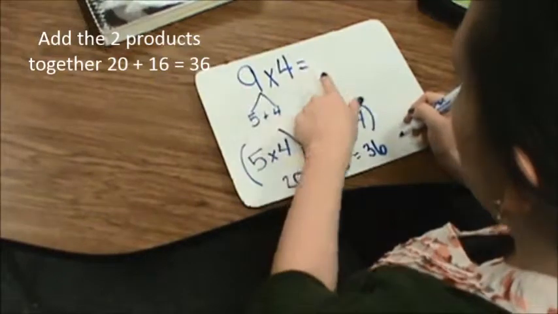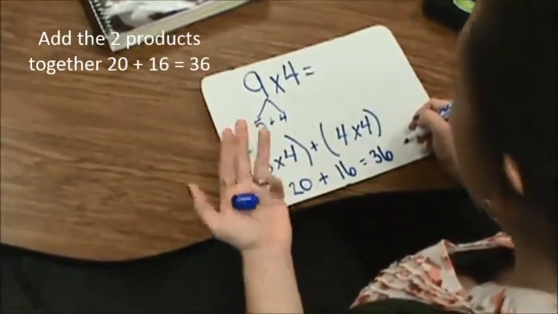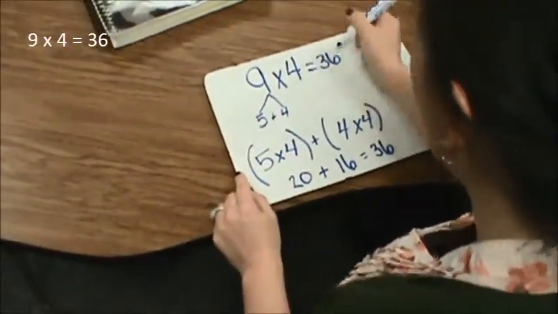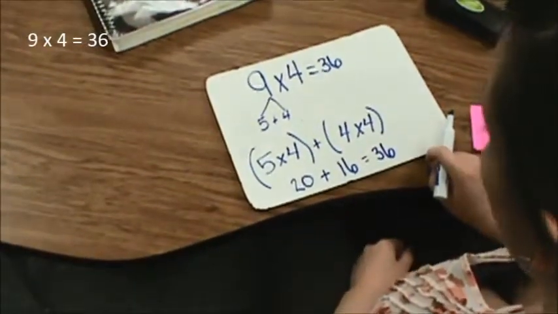So when I do 9 times 4, if I were to count by 4 9 times, I would get to the same product. It's just an easier way for your student to come up with the product.